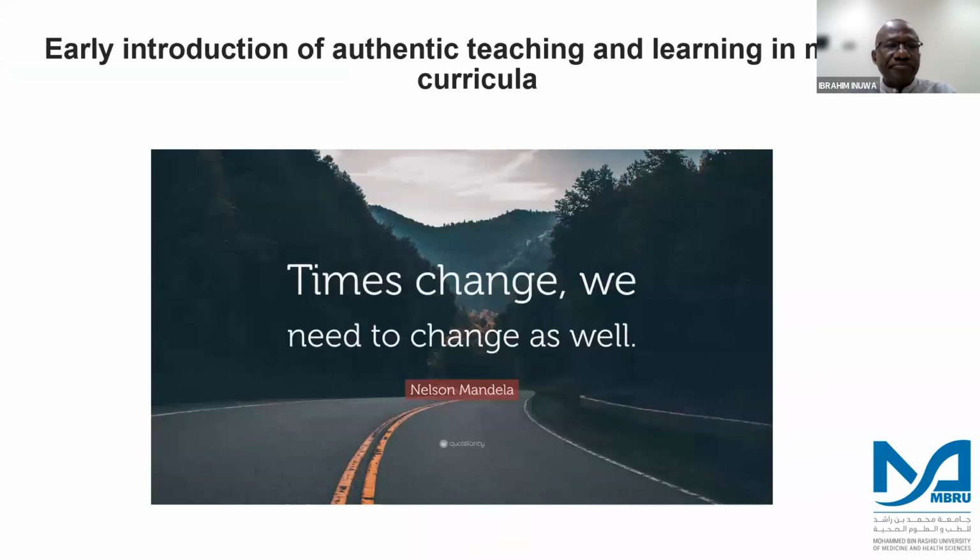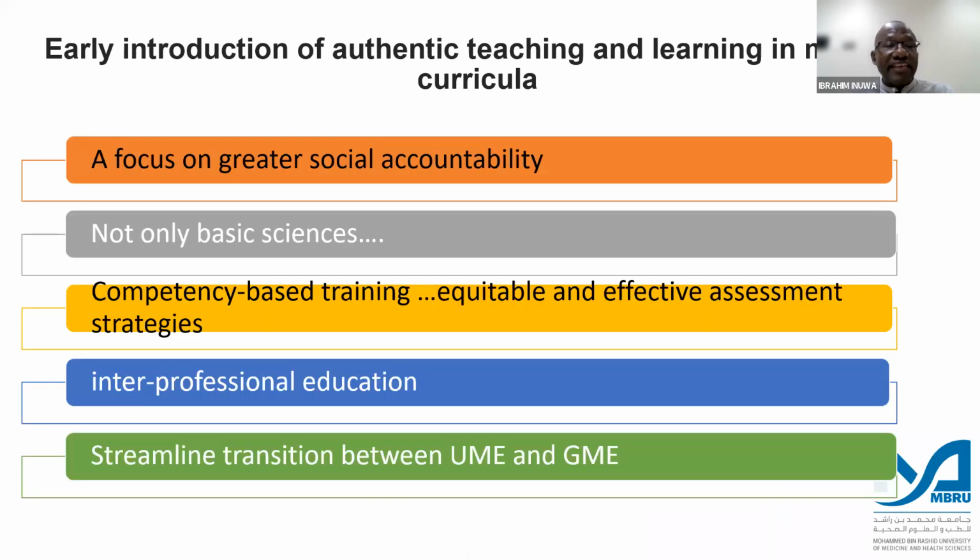For example, they said that times have changed, and we also need to change. They talked about how, in teaching and learning, we need to make it authentic by focusing more on greater social accountability. We need to not only focus on basic science, raw anatomy, raw biochemistry, raw physiology, but also the humanities and the arts, because medicine is not only a science, but it is an art.